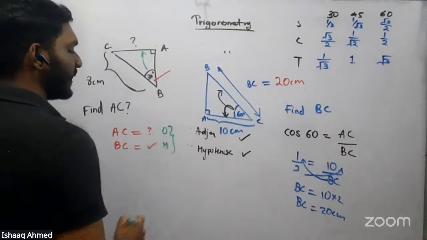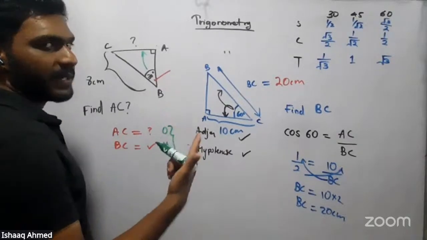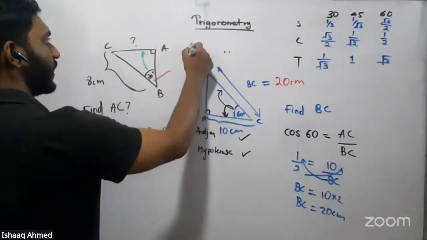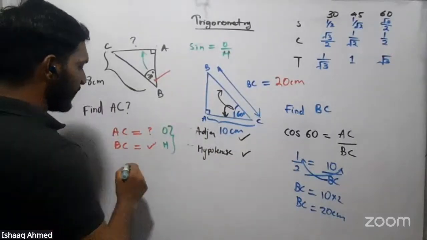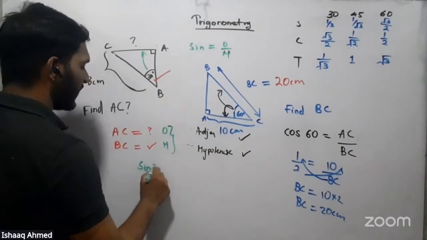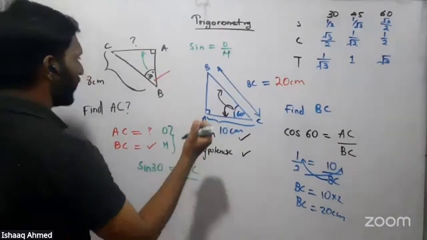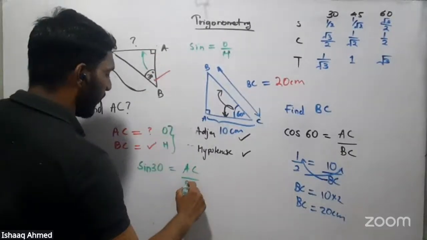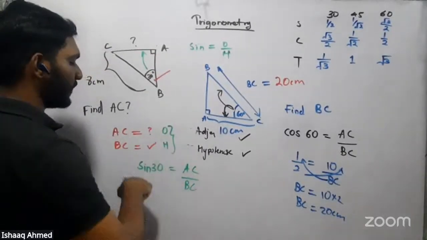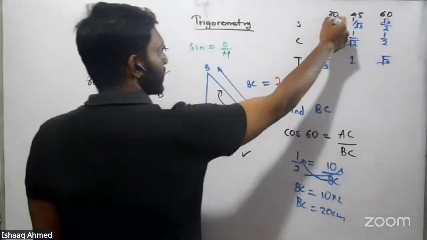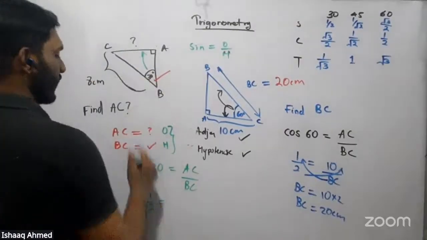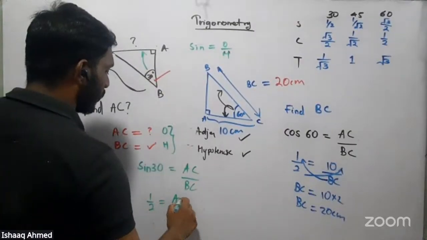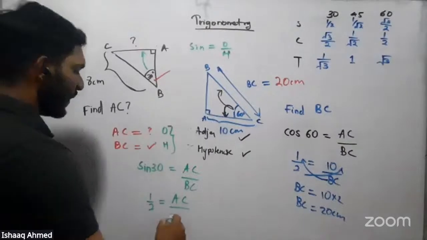What trigonometric ratio has opposite and hypotenuse in their name? Sine, no? Sine equals opposite over hypotenuse. So you have to take sine for 30. Sine 30 equals opposite, AC, over hypotenuse BC. Then you substitute the value. Sine 30 is half. Half equals opposite AC, don't know, over hypotenuse BC, 8.